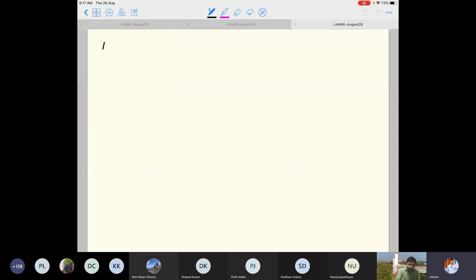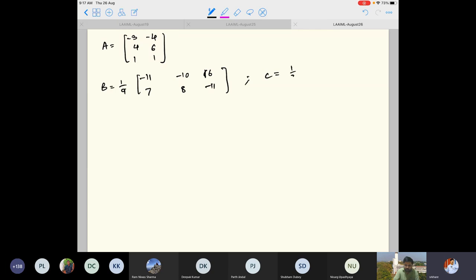So a simple example, I think this is from the book. The matrix that we have is -3, -4, 4, 6 and 1, 1. I think yesterday I already gave a couple of inverses. So this is 1/9 into -11, -10, 16 and 7, 8, -11. And the second inverse that you can think of, the left inverse for this matrix, is half times 0, 0, -1, 1, 6, -4, right?